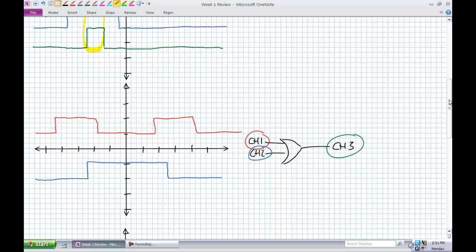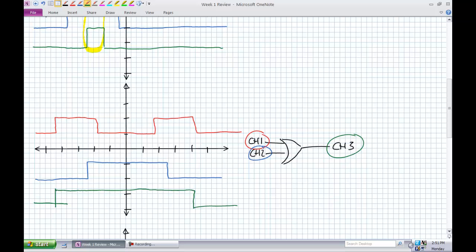Let's move on to the second one in task 3. Here we've got an OR gate. Channel 1 in red is on one input. Channel 2 in blue is on the other. What does the output of channel 3 look like? Okay, go ahead and pause it, work it out. Okay, channel 3's output should look like this.